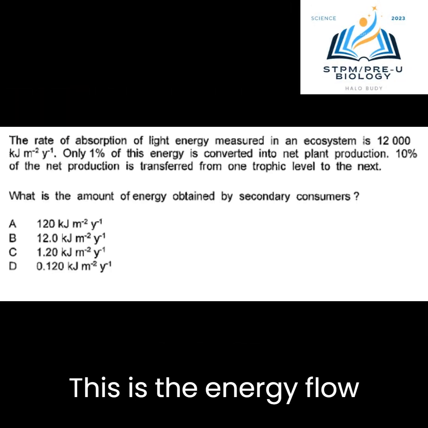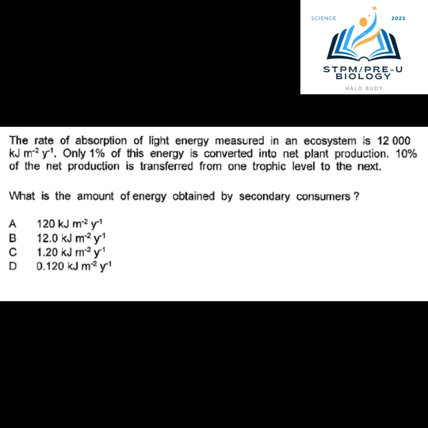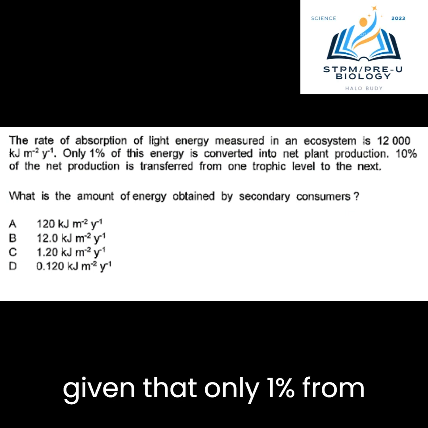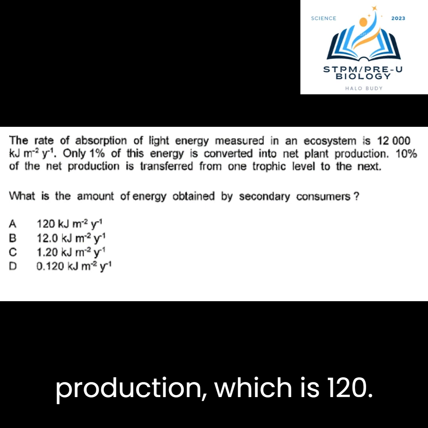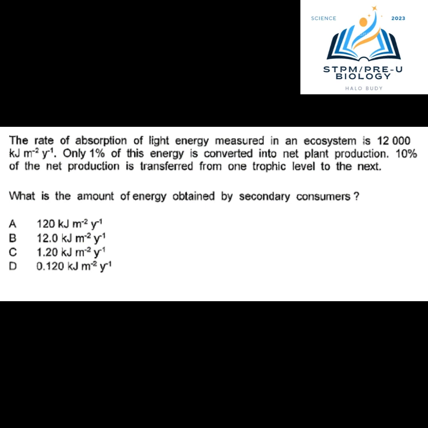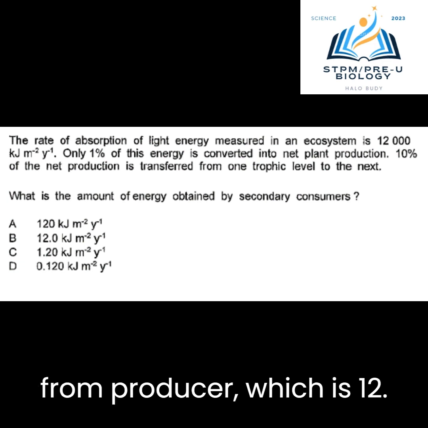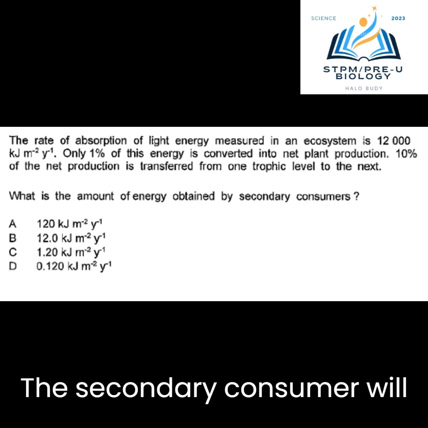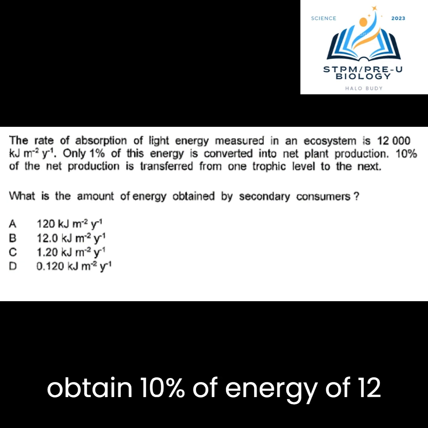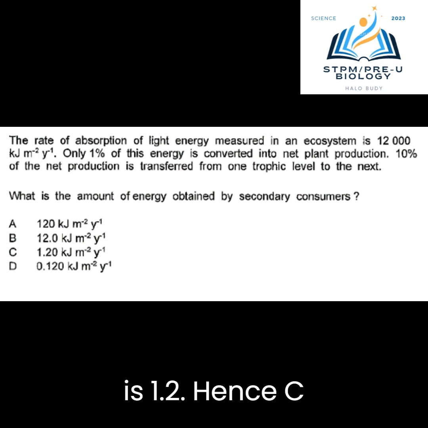This is an energy flow calculation question. It is given that only 1% of 12,000 is the net plant production, which is 120. The primary consumer will obtain 10% of the energy of 120 from the producer, which is 12. The secondary consumer will obtain 10% of the energy of 12 from the primary consumer, which is 1.2. Hence, C is the correct answer.